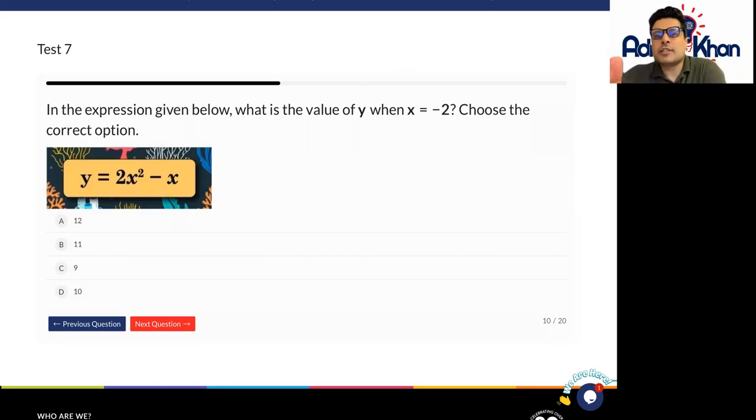Let's have a look at question 10 as an example. In the expression given below, what is the value of y when x equals -2? Remember that x stands for -2. Let's just write this down first of all.